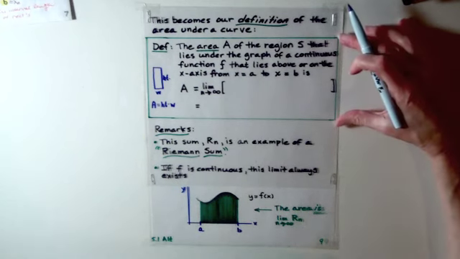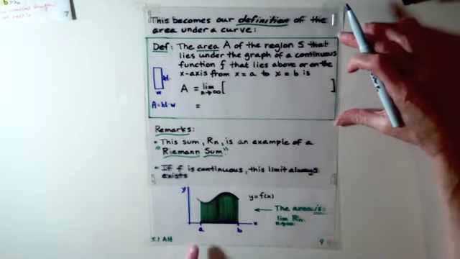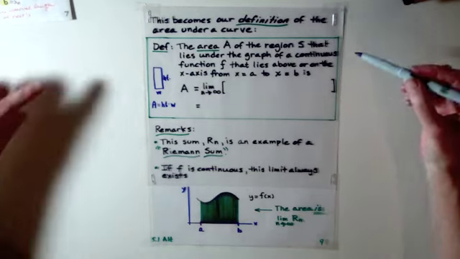So what I have in the green box here, I want to remind you, is not just a way of finding this area under the curve, it's actually a way of defining what we mean by the area under the curve in a very precise sort of way. So let's read the definition.